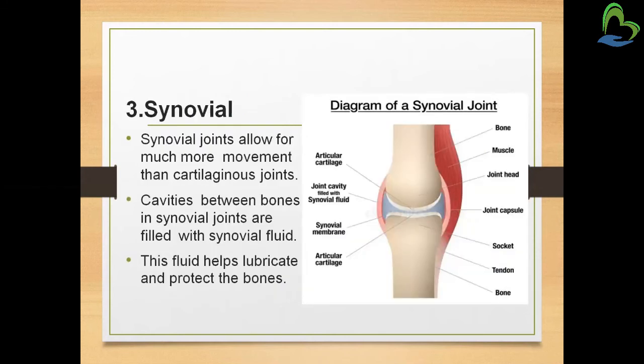Then the synovial joint. A synovial joint allows for much more movement than a cartilaginous joint. The cavities between the bones in synovial joints are filled with synovial fluid. So in the synovial joint, the fluid that is present is known as synovial fluid, which allows the movement, right? So the synovial joint allows more movement than other types of joint, and this fluid helps to lubricate and protect the bones.